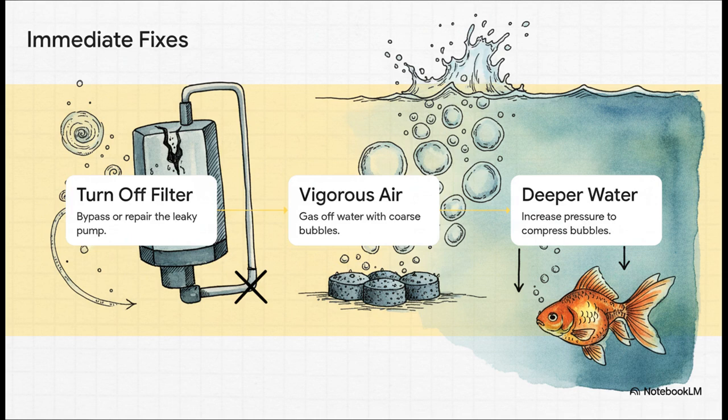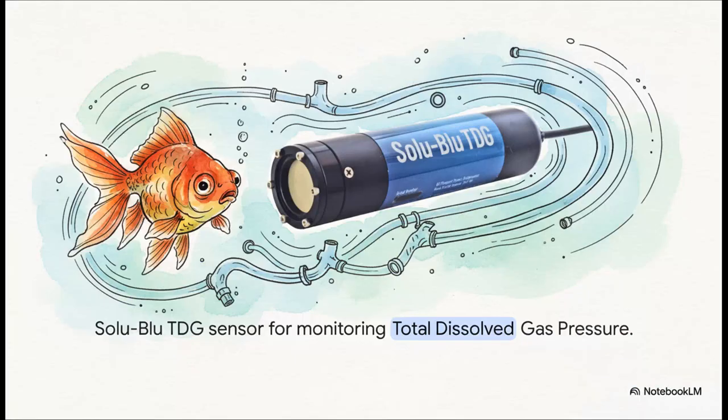If you have a deep pond or can temporarily move the fish to deeper water, do it. The increased hydrostatic pressure down deep actually compresses the bubbles that are already trapped inside their bodies, giving them immediate relief. Now, commercial hatcheries and huge aquaculture facilities, they use high-tech, total dissolved gas sensors to constantly monitor pressure and prevent these spikes from ever happening.